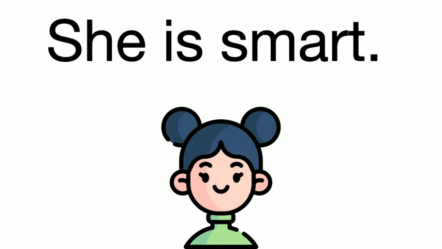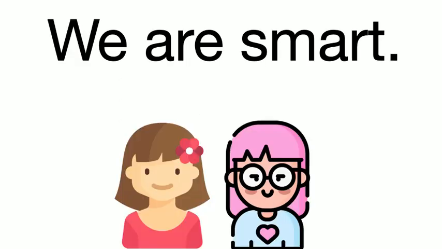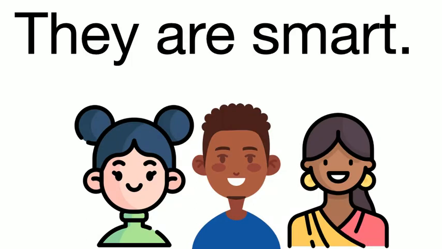Woh hoshiyar hai. We are smart. What's the subject pronoun? Hum hoshiyar hain. They are smart. What's the subject pronoun here? The same as he and she, right? Woh hoshiyar hain.